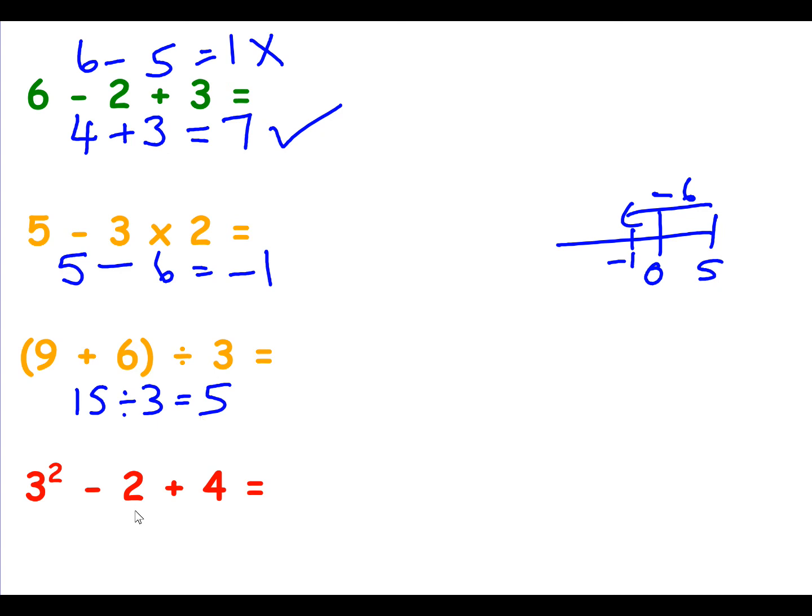And finally, here we've got an index, we have a subtraction and an addition. So BIDMAS tells us the index is the highest priority in this problem. So we have 3 squared, which is 9. Remember your square numbers. Then it becomes minus 2 plus 4. So now we're just left with subtraction and addition. So work from left to right. 9 minus 2, which is 7, plus the 4 gives you the correct answer of 11.